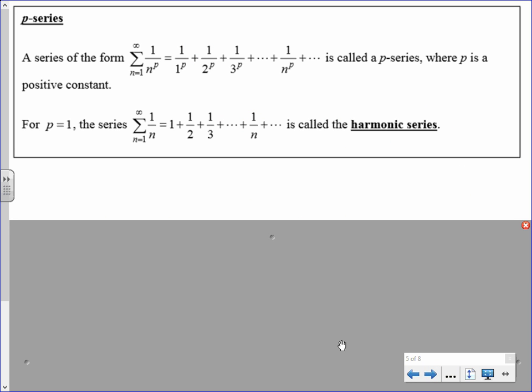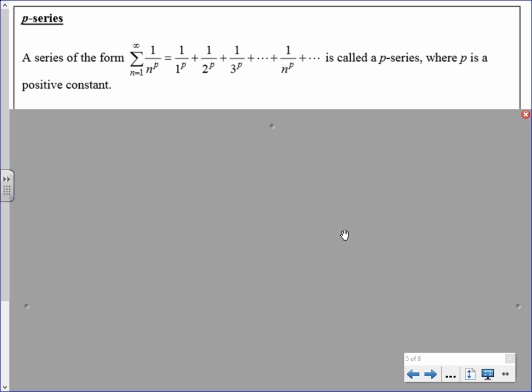Instead of having to do this every single time, we know there's a pattern. This is called a P series, 1 over n to the P. And instead of having to do the integral test every single time, we can just figure out that value of P and know, does it converge or diverge?